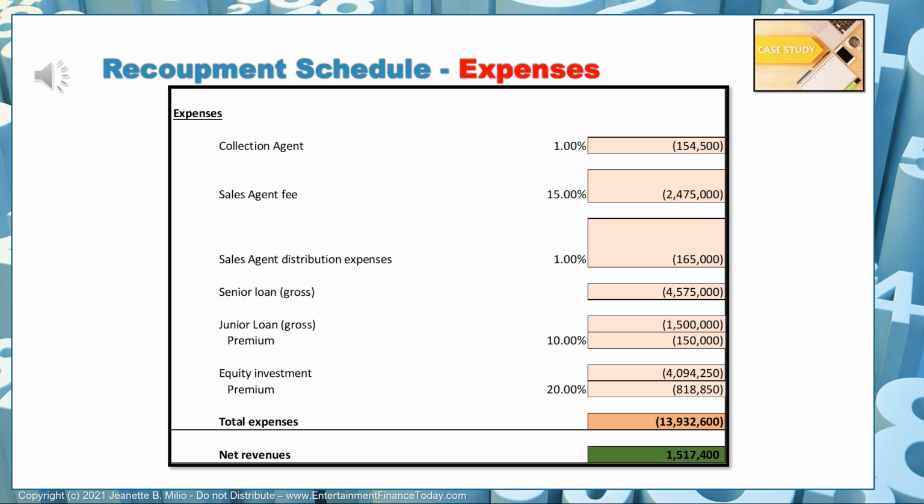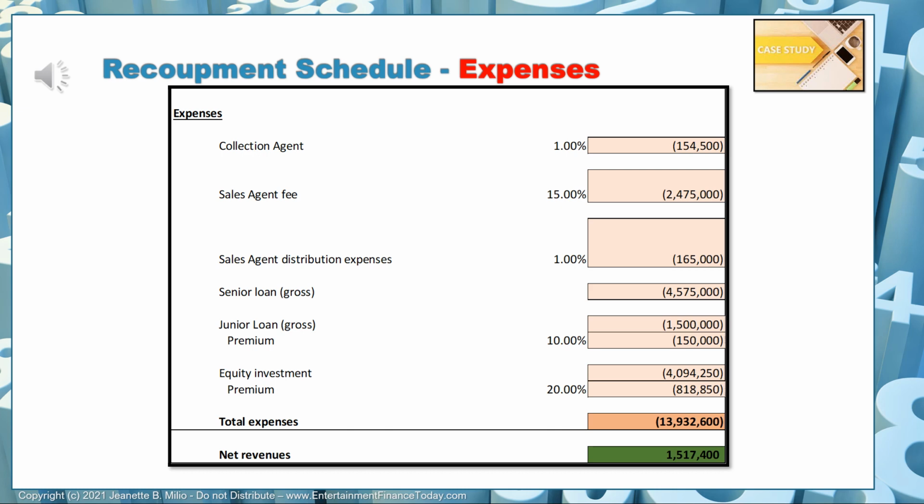The next component here is the sales agent. The sales agent will charge us 15% of all the sales he has generated. In our example, this sales agent sold all the international rights and also sold the US rights. So 15% of all the sales that were made is $2,475,000.